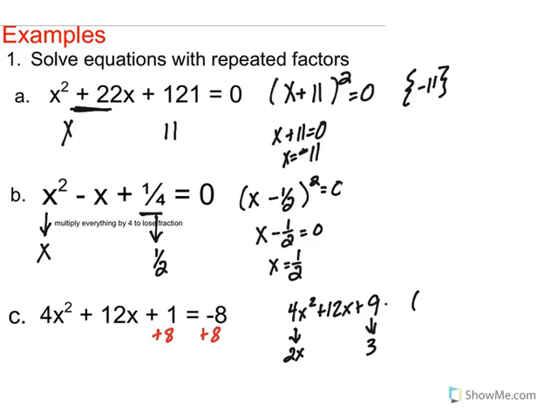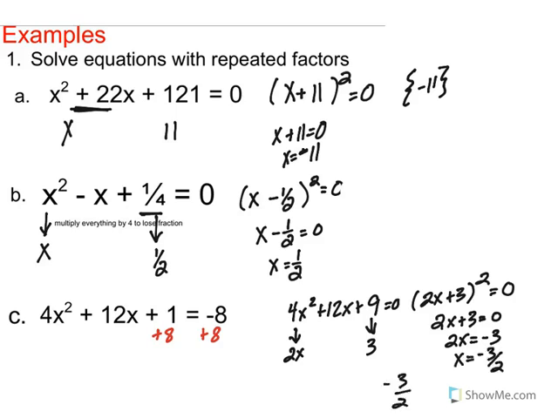So my factors for this one are going to be 2x plus 3, because the middle term is added, squared is equal to 0. When I'm solving this one, remember I don't have to set both of them equal to 0, just one, since they're the same. So I get 2x is equal to negative 3, or x is equal to negative 3 over 2, which is negative 3 halves. And we put that inside of braces.